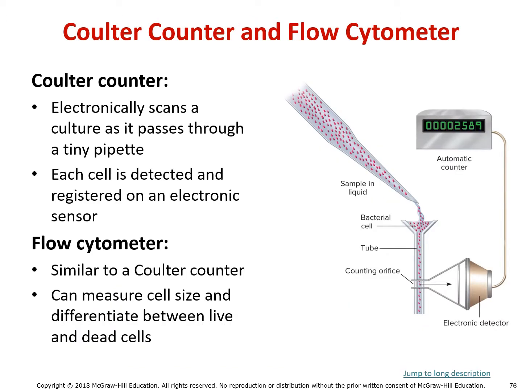Thank goodness for science and for technology, because we've made new techniques that allow us to understand numbers quite accurately without having to do all those crazy tasks that we saw in the previous examples. So with the culture counter, this is going to electronically scan the culture as it passes through a tiny pipette. Each cell is going to be detected as a beam is broken, illustrating a number. So the flow cytometer, on the other hand, works in the same basic way, but it also has the ability to measure cell size and differentiate between both living and dead cells as well.